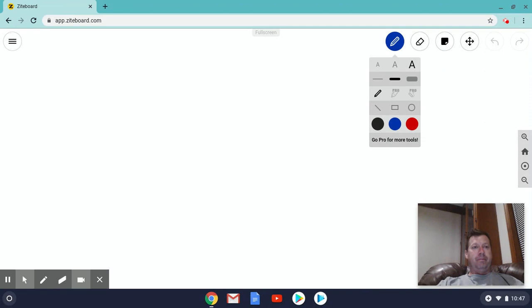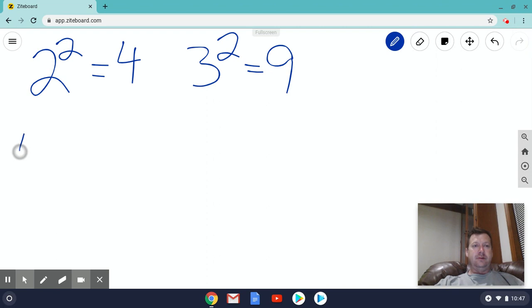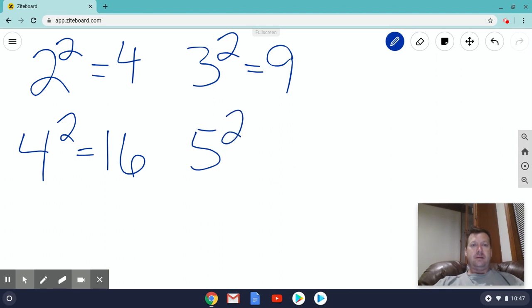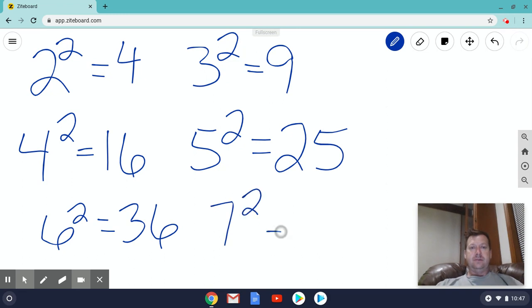So here we go. 2 squared, you ought to know that by now, means 2 times 2, which is 4. 3 squared means 3 times 3, which equals 9. 4 squared, I told you this is basic. 4 times 4 is 16. 5 squared, 5 times 5, which is 25. 6 squared means 6 times 6, which is 36. 7 squared, 7 times 7, which is 49.